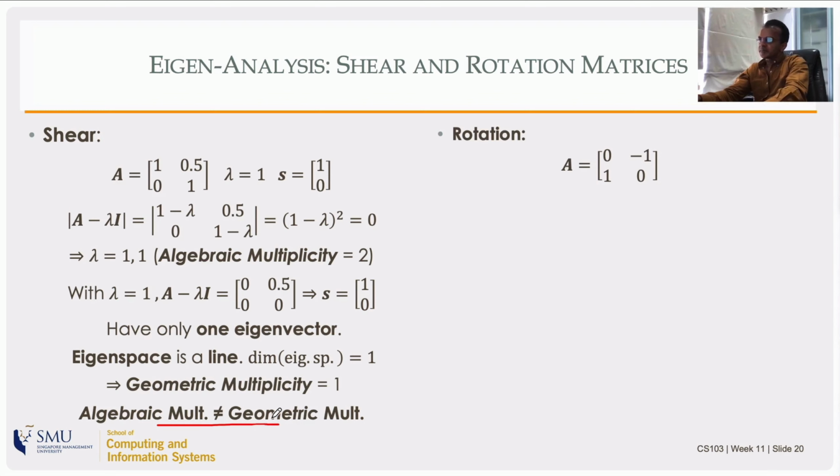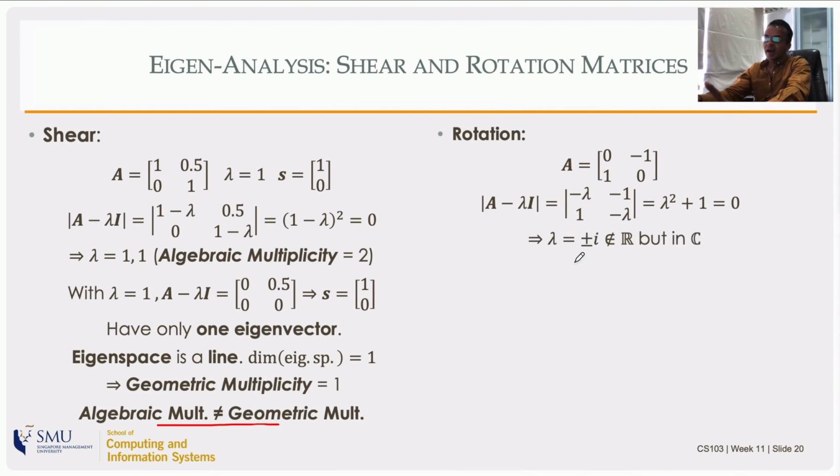Now if you look at rotation, this is rotation by pi by 2, which is skew symmetric, it's anti-symmetric, which means A transpose is minus A. And if you do the characteristic polynomial, which is the determinant of A minus lambda I, you get lambda times lambda minus (minus 1) times 1, that is lambda squared plus 1 equal to 0. So you get lambda equal to plus or minus i.